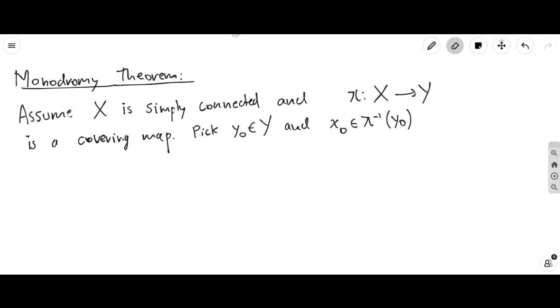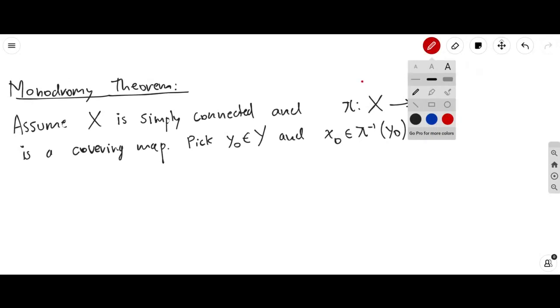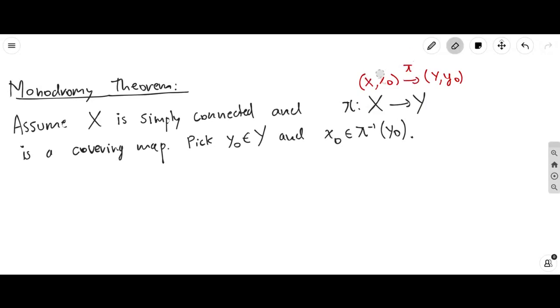So again, these are sort of like arbitrary choices. These are like your initial conditions that you need to specify in the beginning. And sometimes the notation that we use is we just write (X, x0), (Y, y0), like this. And this is indicating that the covering map maps this point to that point.